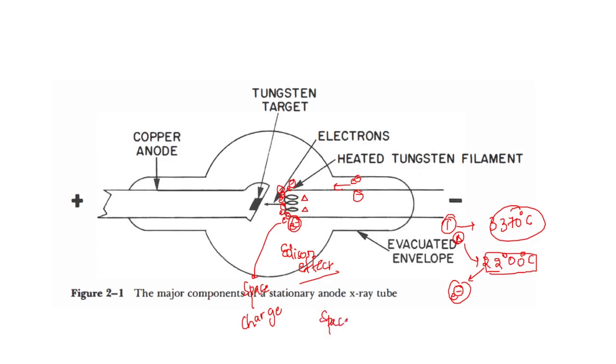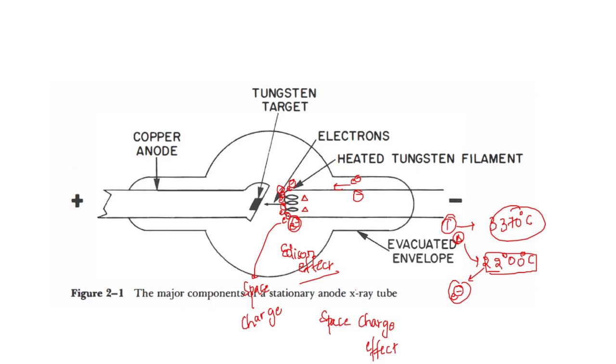Space charge is the negative charge seen around the filament, whereas space charge effect is the extra electrons being prevented from coming out of the metal surface due to the negative charge of the cathode. This is called the space charge effect.